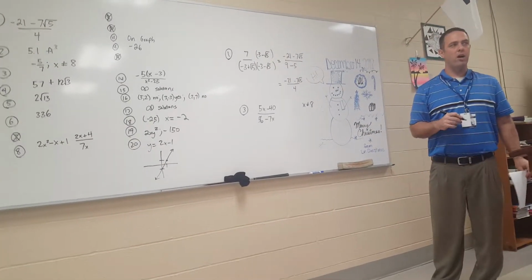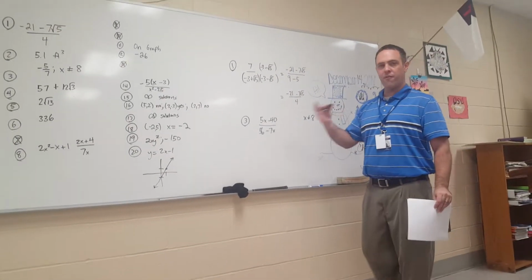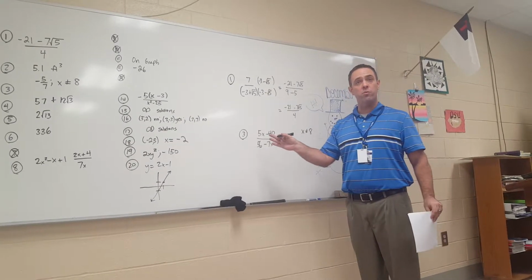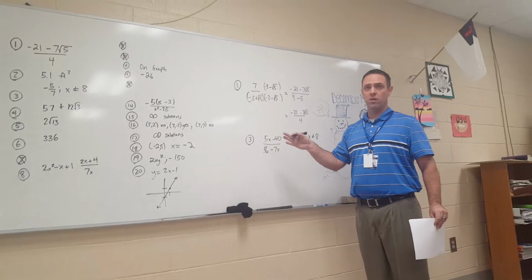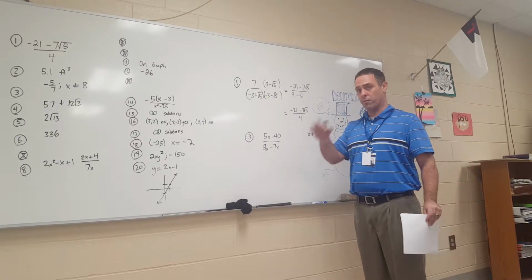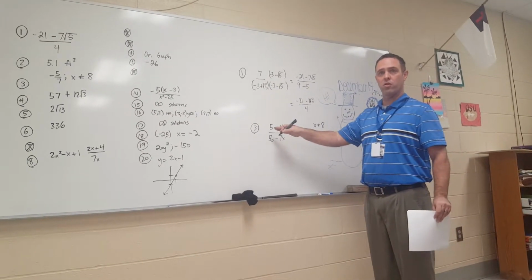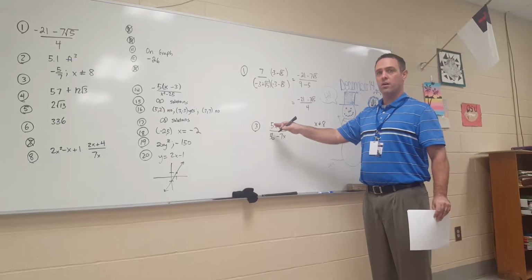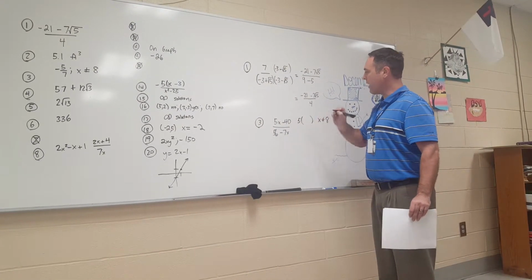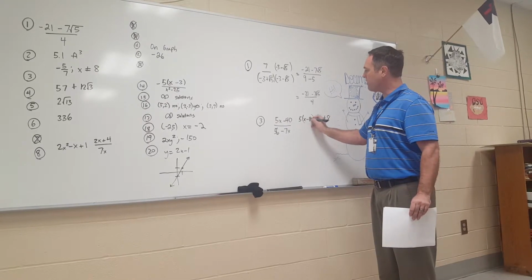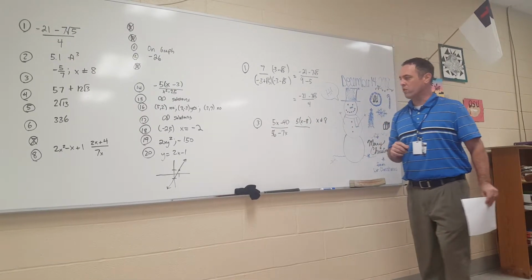Okay? Now, in simplifying, we look for common factors. Is there a common factor in the numerator? This is what we got to remember. We've got to remember to factor. What's the common factor in the numerator? 5. So we take out a 5, and inside we have x minus 8. What's the common factor in the denominator?